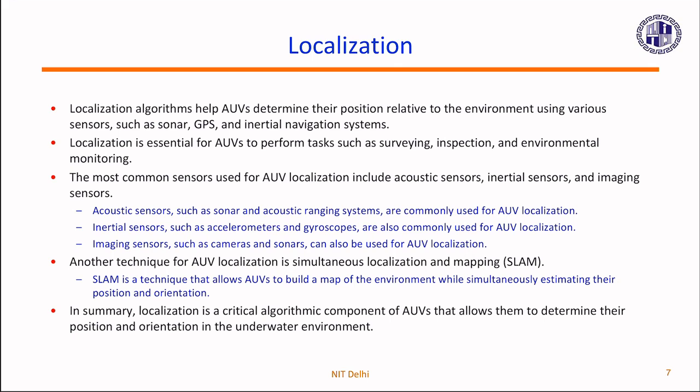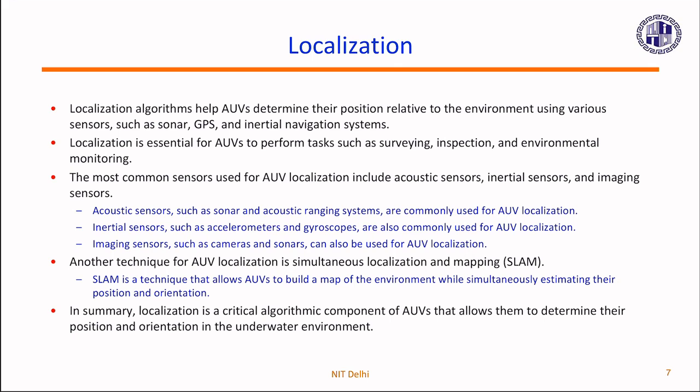Another technique for AUV localization is simultaneous localization and mapping, also known as SLAM. SLAM is a technique that allows AUVs to build a map of the environment while simultaneously estimating their position and orientation. SLAM algorithms use sensor measurements to construct a map of the environment and simultaneously estimate the AUV's position and orientation using techniques such as extended Kalman filtering or particle filtering.